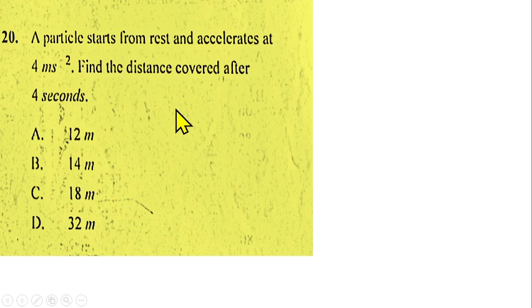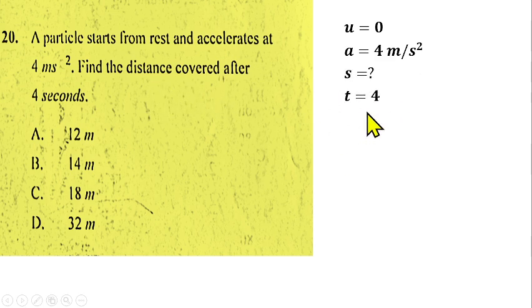Question number 20 is from motion. A particle starts from rest and accelerates at 4 meters per second squared. Find the distance covered after 4 seconds. So we are given, if a particle starts from rest, that means the initial velocity is 0. And the acceleration is 4 meters per second squared. Time is 4 seconds, but we are looking for the distance covered.